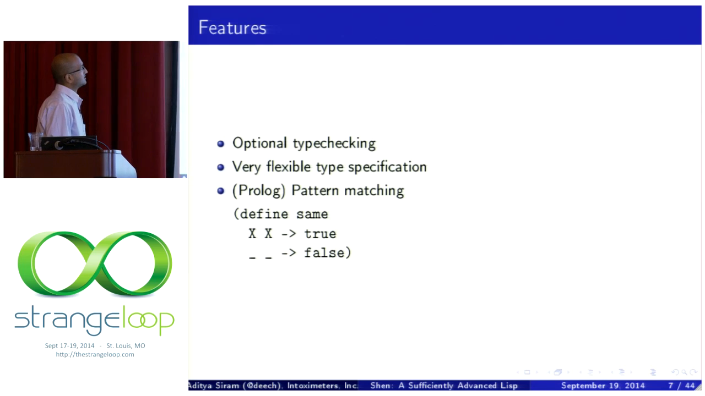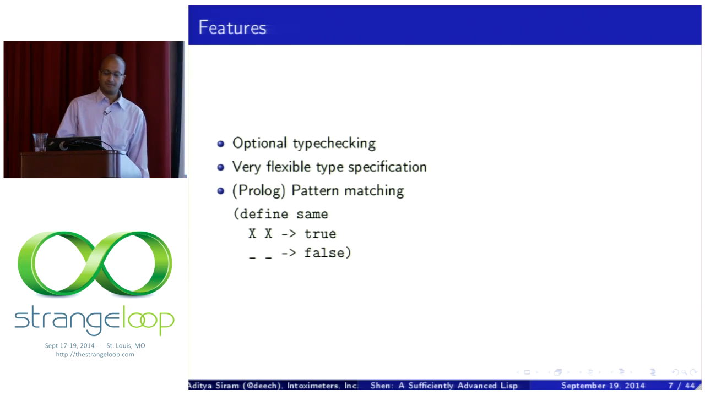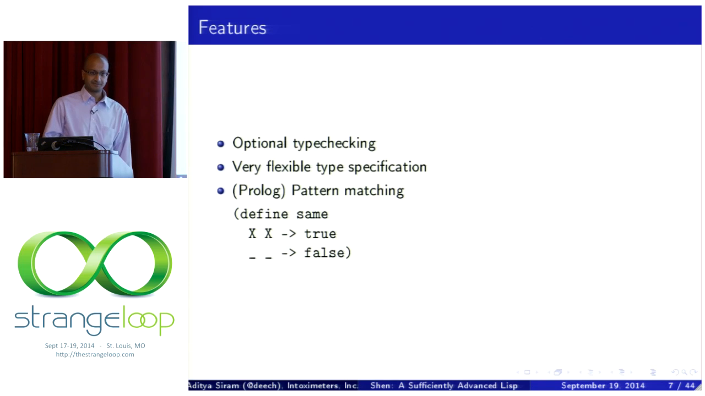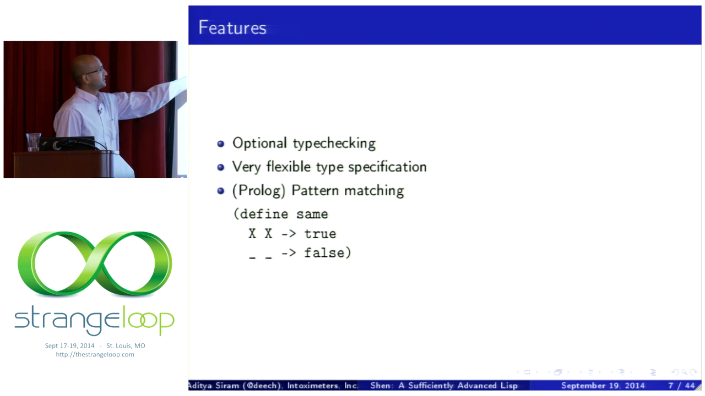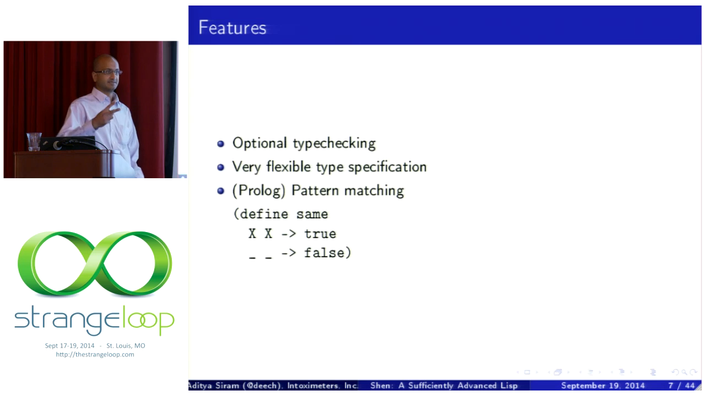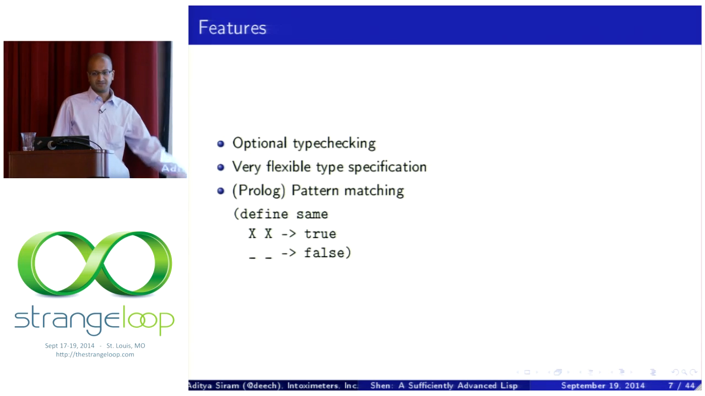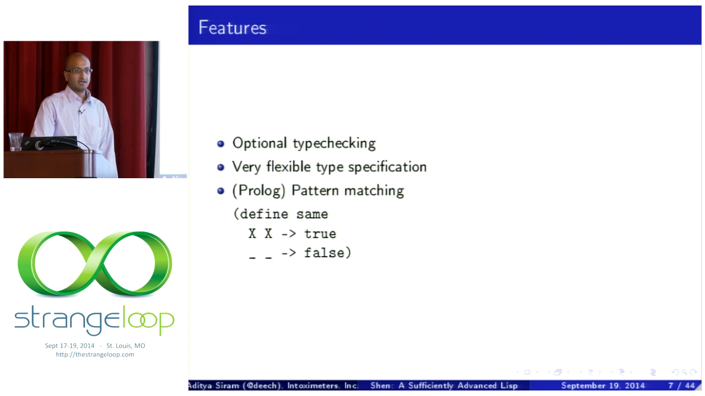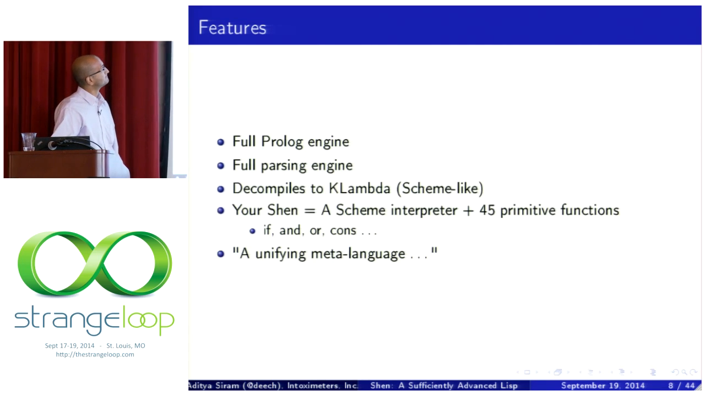It's also got not just ML-style pattern matching, but Prolog-style pattern matching, which means that if you use the same wildcard in a pattern twice, it means the same thing. It's equality right there. So if you want to check and see if your two arguments to a function are the same, you just use the same wildcard twice. And you don't have guards or anything like that, and it makes code a lot more concise.